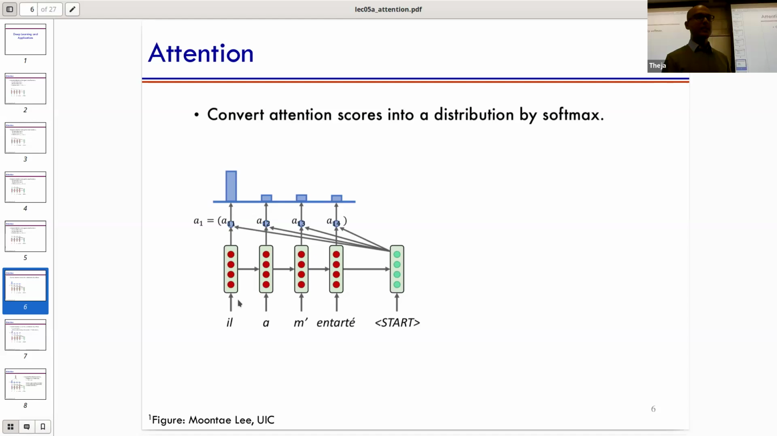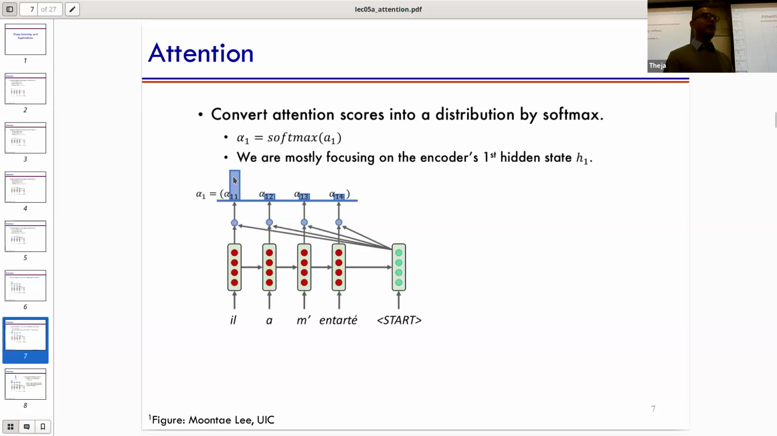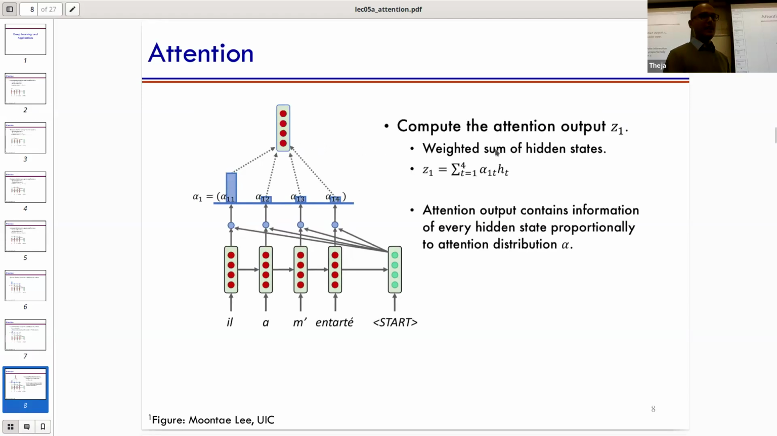How are you going to use it? There's a very simple and natural idea here, which is to use this probability mass function to average these hidden vectors. These 4 hidden vectors, I'm going to average, but as a weighted average. Because the weight for the first one is high, that one would be the predominant one in that weighted average. So let's do that. We're going to focus on the first hidden state. That weighted average is called the attention output.